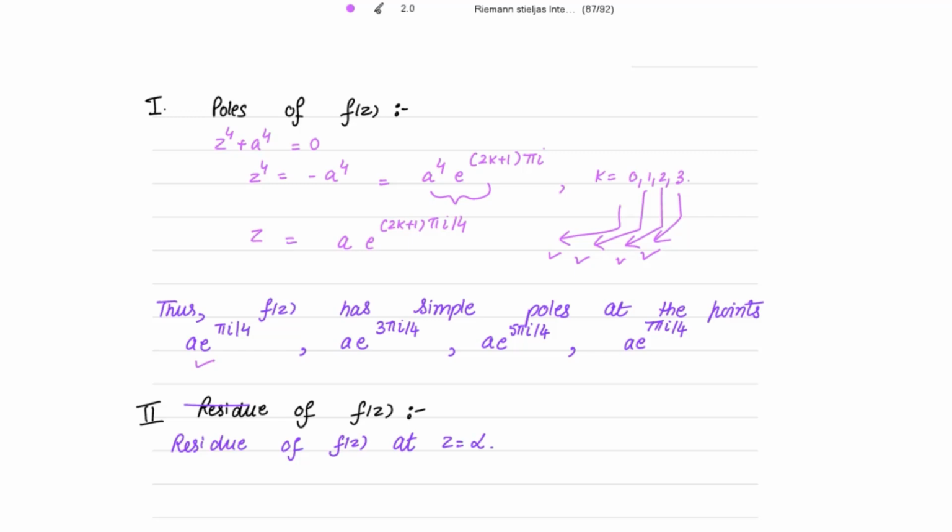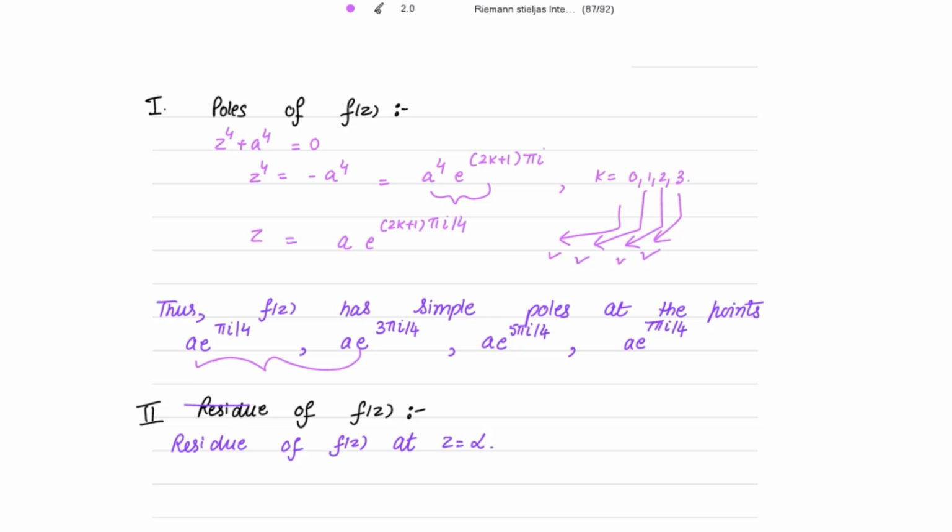Now the question arises: which of the poles lie inside the contour? Whatever number of poles you get, the first half of the poles lie inside the contour. Suppose I have 2n poles, then the first n poles lie inside the contour. I have 4 poles here, so the first 2 poles lie inside the contour. Now the second step is to find the residue of f(z) at these 2 poles.